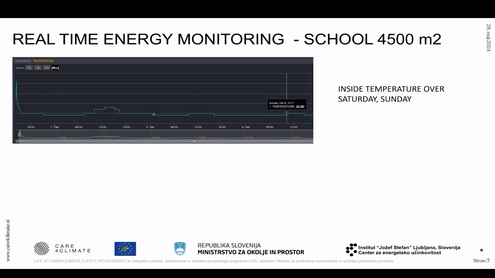Is this okay? This is like 22 degrees. So I immediately know that there is no reduction. They are heating the very large object, the structure, on Saturdays, Sundays, and holidays. They did it for like 20 years.